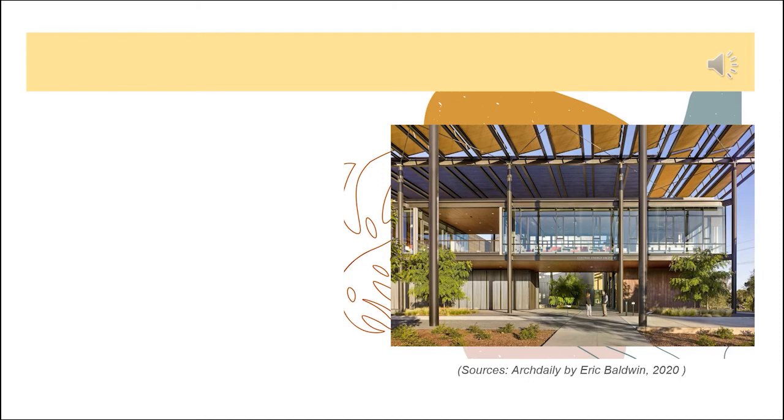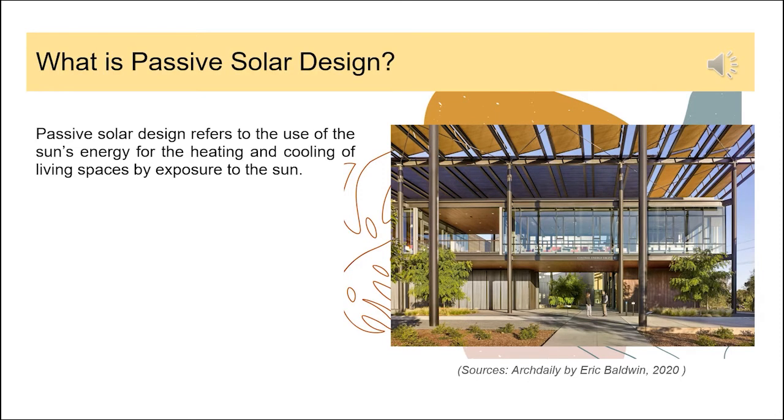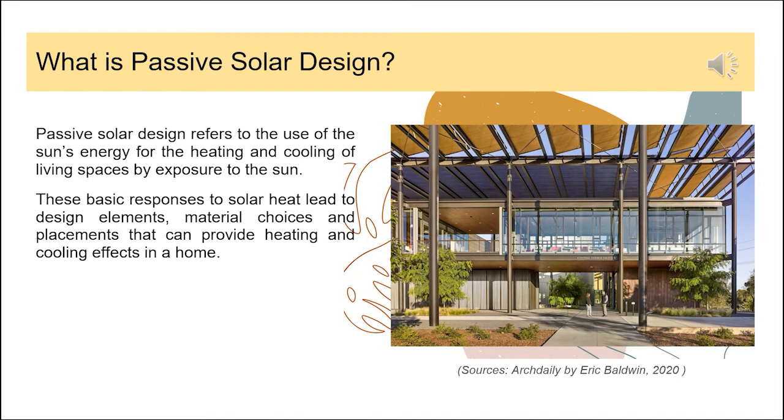The first one is passive solar design. Passive solar design refers to the use of the sun's energy for the heating and cooling of living spaces by exposure to the sun. The idea is when the sunlight strikes a building, the building materials can reflect, transmit, or absorb the solar radiation. In addition, the heat produced by the sun causes air movement that can be predictable in a designed space.